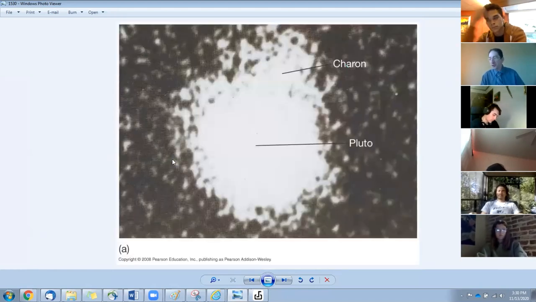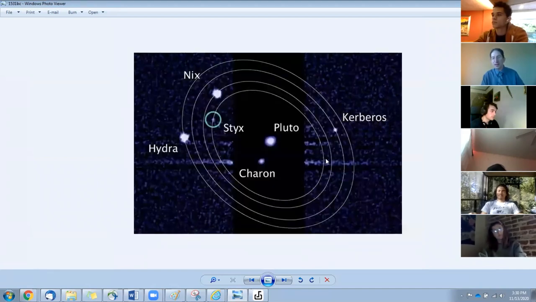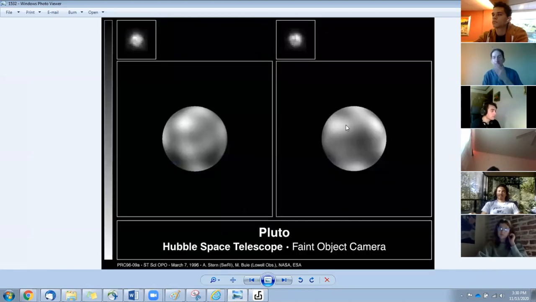Here's an early picture of Pluto. It's actually the first one where we noticed the moon Charon. There's a later picture. You can see Charon and its moons Nix and Hydra, and an even later picture where they blocked most of the light from Pluto and Charon so you can see the moons, and they picked out Styx and Kerberos. That's a really busy system. This is the best picture we have of Pluto before we flew by in 2015. Two Hubble Space Telescope pictures, super pixelated, best we could do. These are computer models of what the surface looks like based upon these pixelated images.